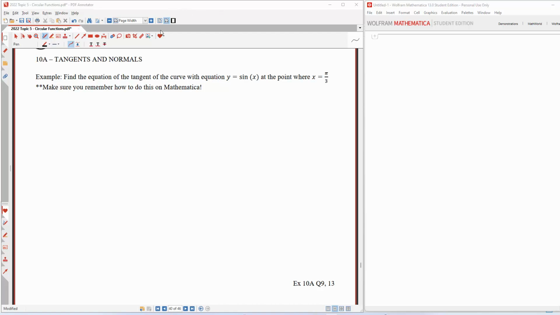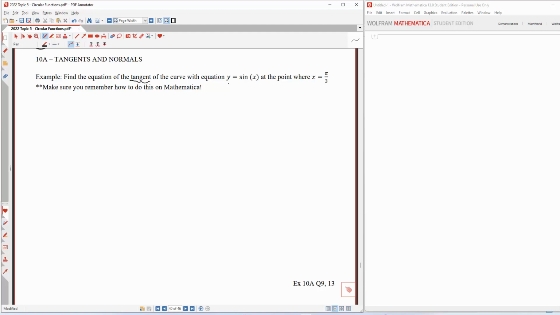Exercise 10a should ring a bell because it's tangents and normals, and we've done this already, just not with trig functions. So where you'll be picking up 10a is question 9 and question 13, which are the ones that will involve trig.